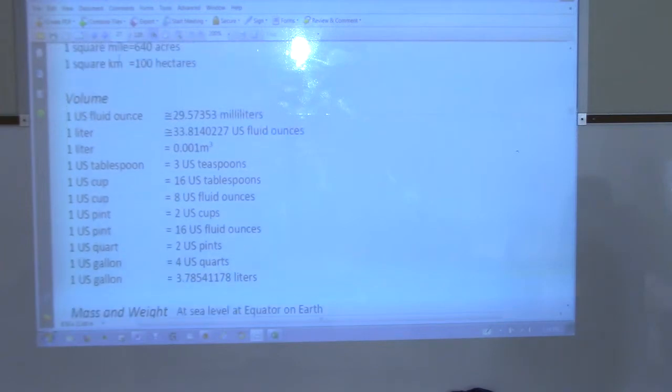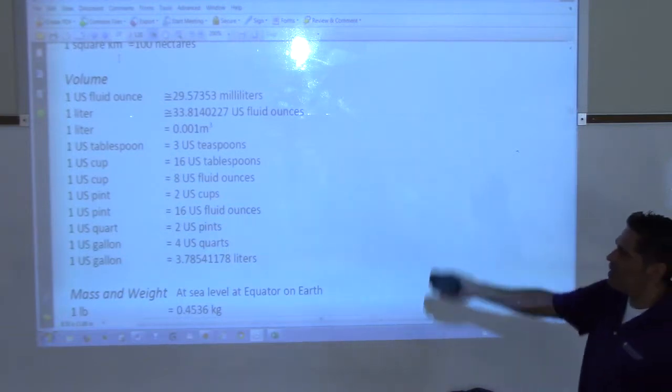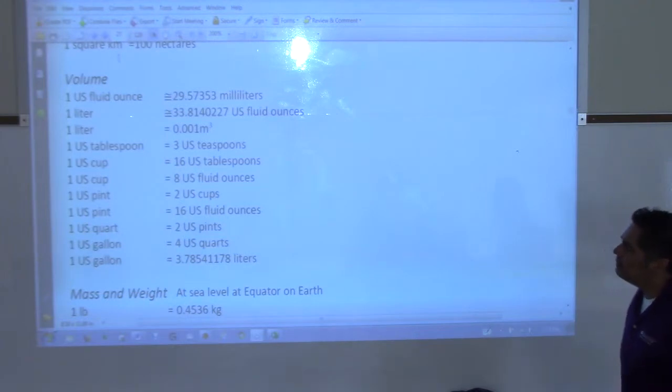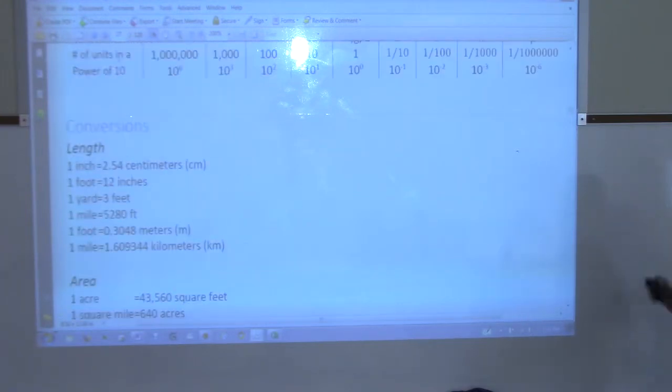Let's do a volume one. Something with volume. So these are our volume conversions. Okay, these are the things I would give to you. I don't see gallons on there. Do you see gallons? Oh, there it is. There's gallons. All right. So let's go and do this.